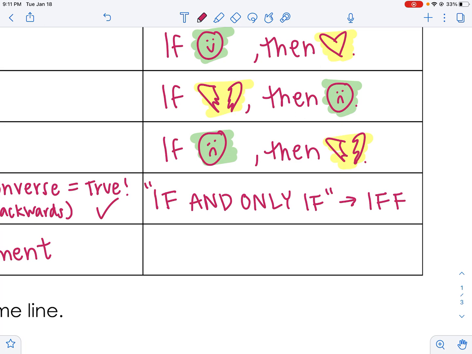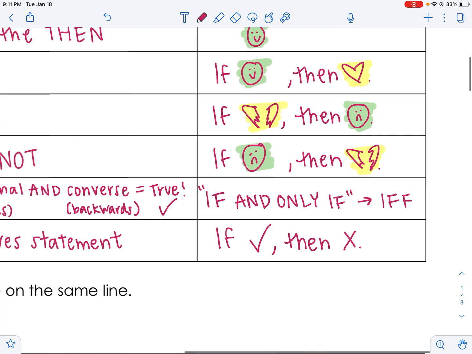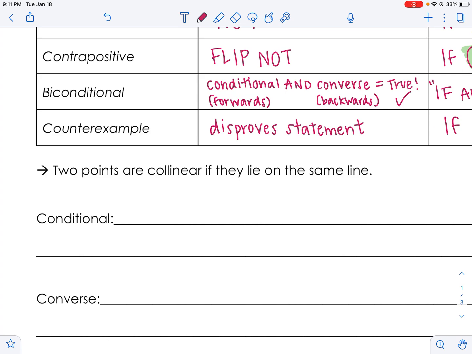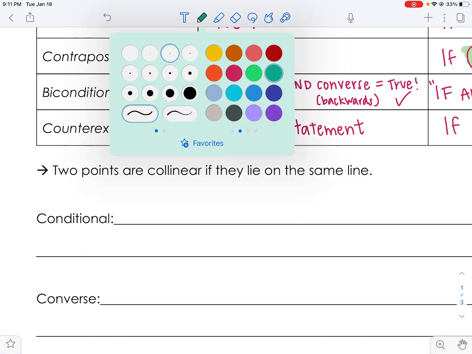So the way that a counterexample has to work is that the hypothesis has to be true. The first part, the condition, has to be met. So think of it as an if yes, then no situation. So let's take a look at an example with math. So it says 2 points are collinear if they lie on the same line.